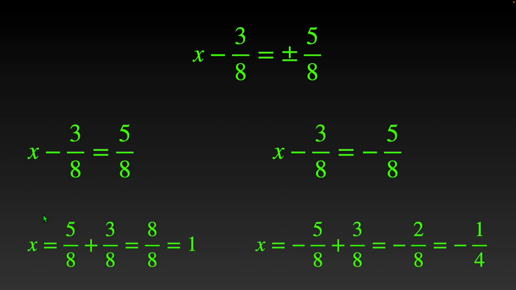And when we do that, here we get 5 over 8 plus 3 over 8. We add these together. They have a common denominator. That's 8 over 8, which simplifies to 1. Here we have negative 5 over 8 plus 3 over 8. Negative 5 plus 3, that's negative 2. So negative 2 over 8. And we can simplify this to negative 1 over 4 if we divide the numerator and the denominator by 2. The answer is negative 1 over 4. So we have two answers, 1 and negative 1 over 4.